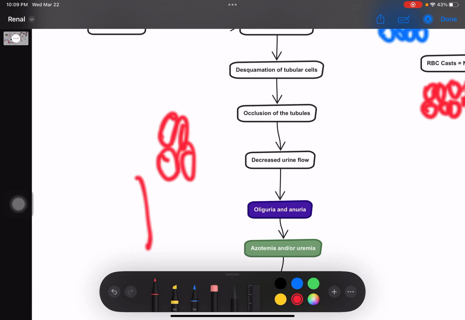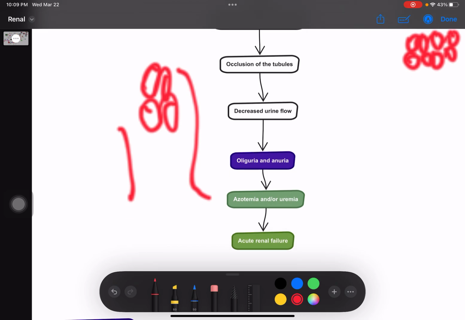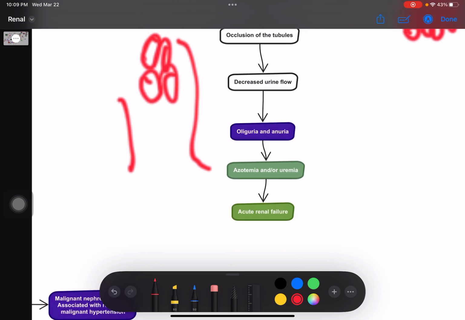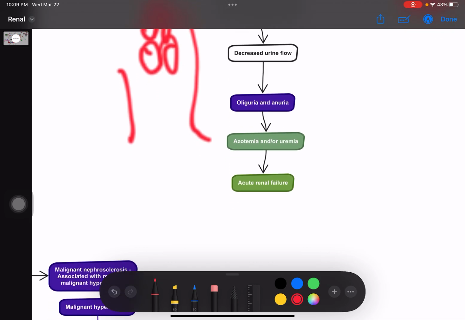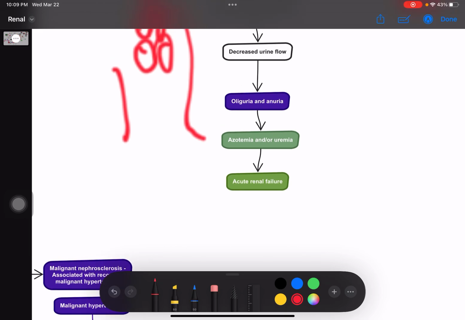So desquamation of tubular cells, cham obscura, occlusion of the tubules, so those epithelial cells that are going to desquamate can get stuck in the tubules, and it will consequently decrease the urine flow. It can be manifested either with oliguria or anuria, and it's going to cause azotemia or uremia, right?